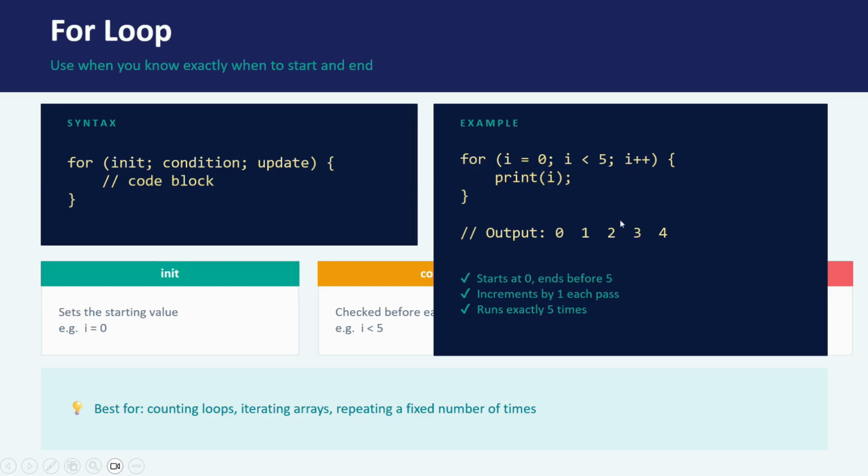Because i is less than 5: 0 comes, it is printed, 1 comes, it is printed, 2 comes, 3 comes, and 4 is less than 5, so it is also printed. But when 5 is not less than 5, then 5 is not going to be printed. So when we know when to start and when to end, we use the for loop, incremented by 1 each pass. It runs exactly 5 times. Best for counting loops, iterating over arrays, and repeating a fixed number of times.